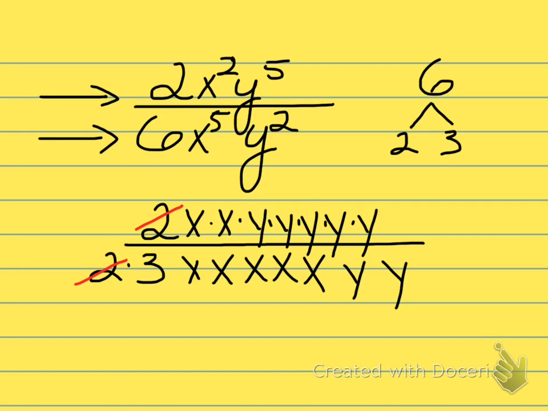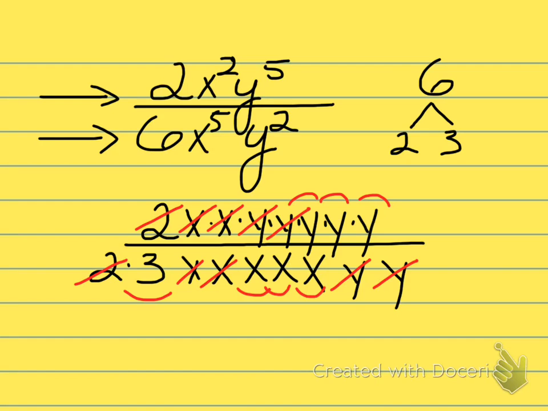Now, do you see any other 3s? No. So I can't cancel the 3 out with anybody else. The 3 stays. How about x's? X here, out. X here, out. X here, any other x's? No. So these 3 x's are going to stay. How about the y? Y here, y here, y here. Any other y's? No, only on the top. So these y's stay. There's no other y to cancel out with them.